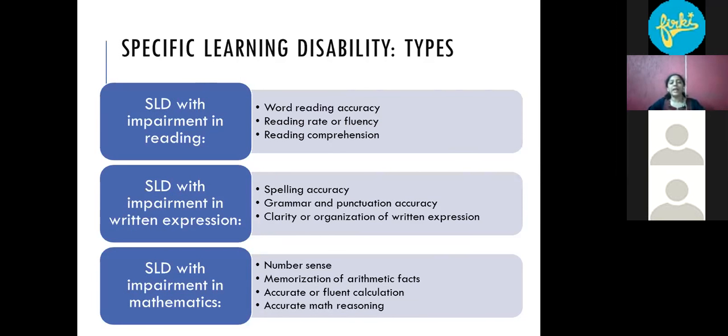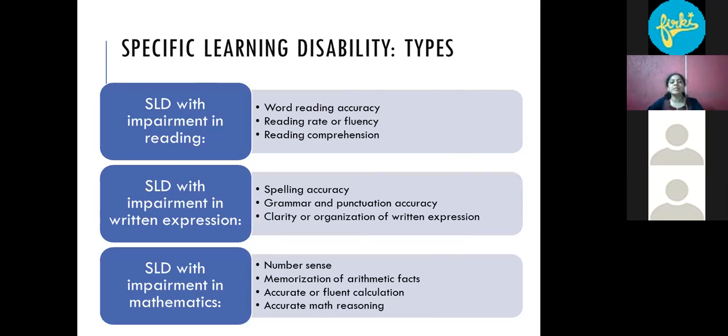According to the Diagnostic and Statistical Manual, the 5th edition, which helps us in coming up with a diagnosis, the DSM-5 has identified these 3 types of specific learning disabilities. So according to the diagnostic criteria, a child may have a specific learning disability with impairment in reading, or a specific learning disability with impairment in written expression, or a specific learning disability with impairment in mathematics.